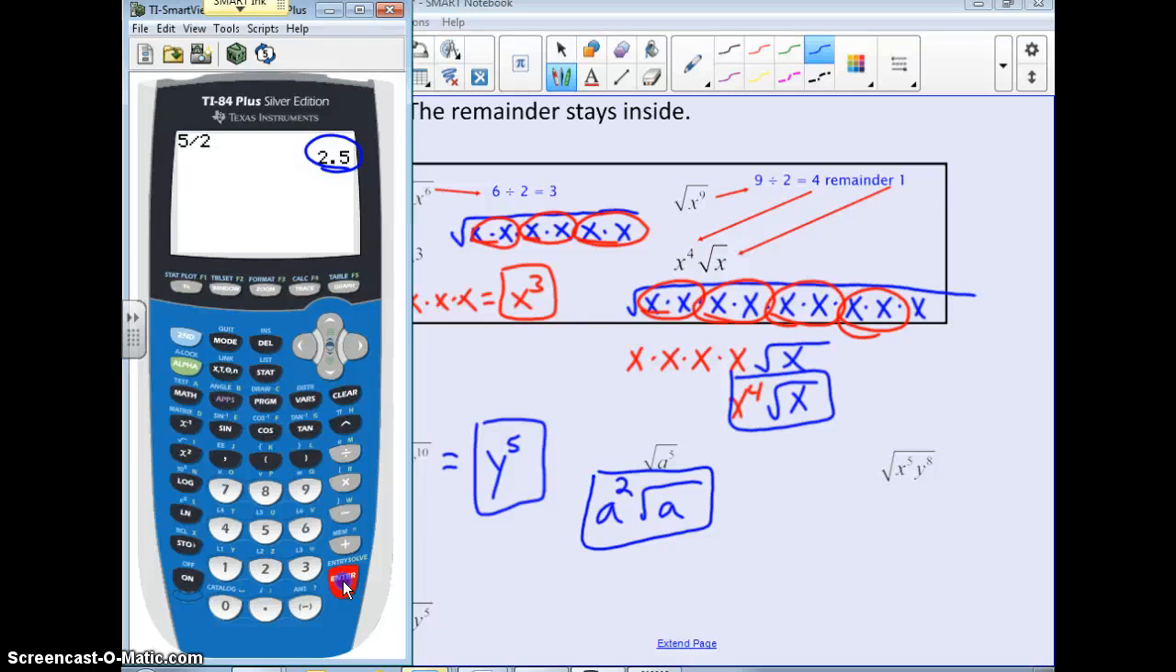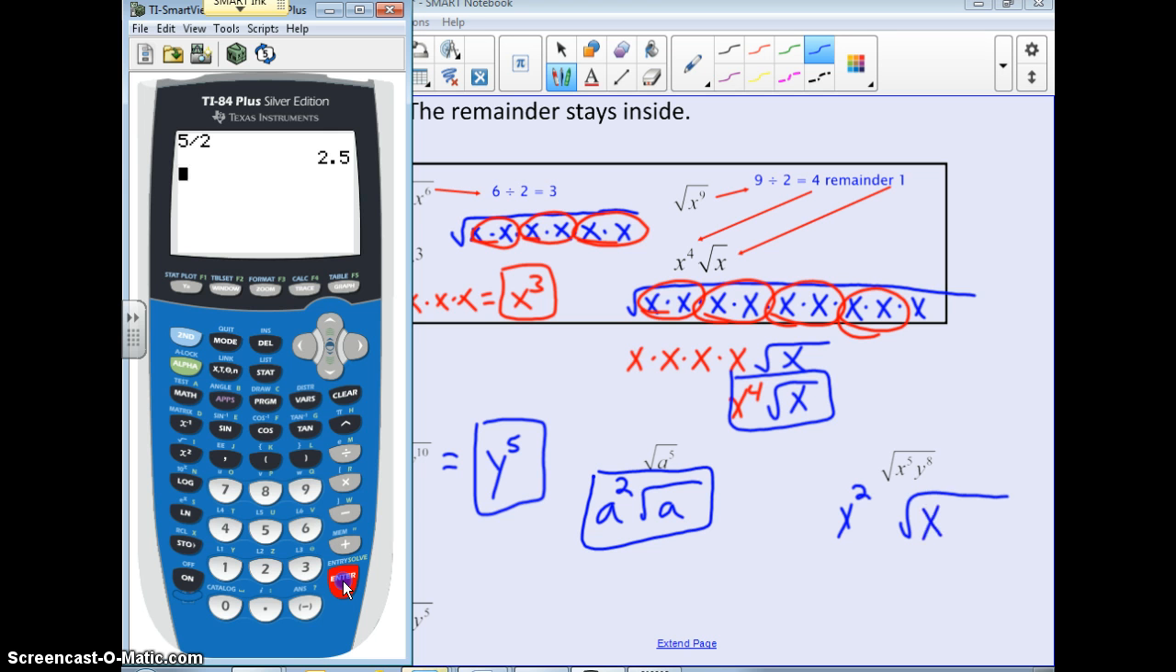So let's try the last example here. Square root of x to the 5th, y to the 8th power. So I'm first going to do the x's. If I do 5 divided by 2, again, I'm going to get the same answer as we just got for this last problem. So 5 divided by 2 would be 2.5. That means I'll take out an x squared. And I know that I'm going to have an x left over in here.